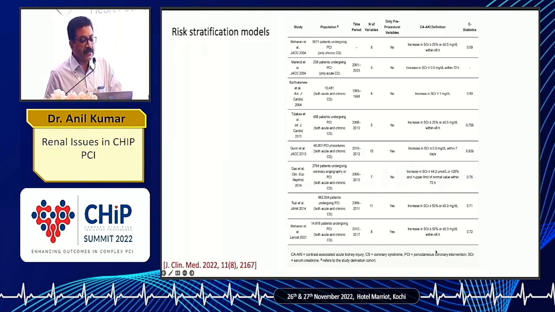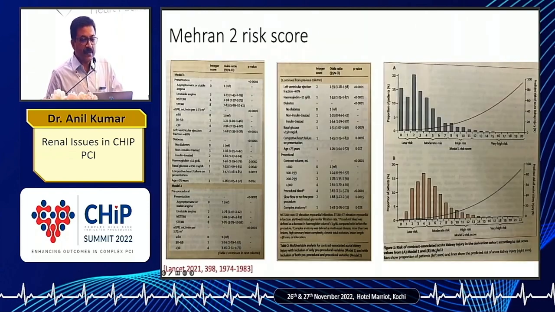This shows the various risk stratification models to evaluate the risk of an individual. Among these, the Mehran 2 risk score is a promising risk score which is based on 8 clinical variables. There are two models, Model 1 and Model 2. Model 1 is based only on preprocedural variables, and Model 2 is based on preprocedural and procedural variables. And we can find out the score from the graph.